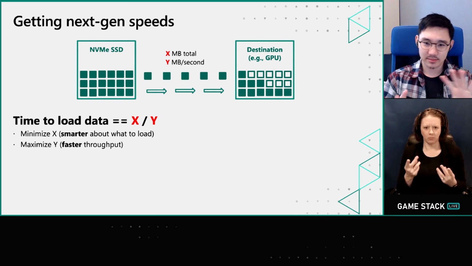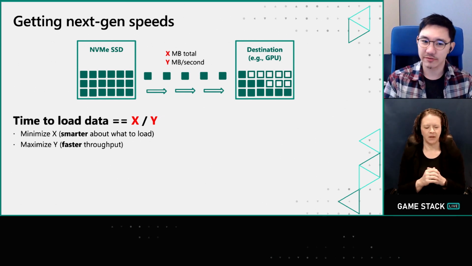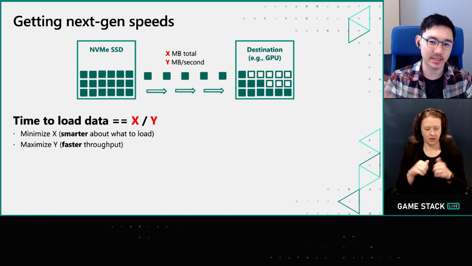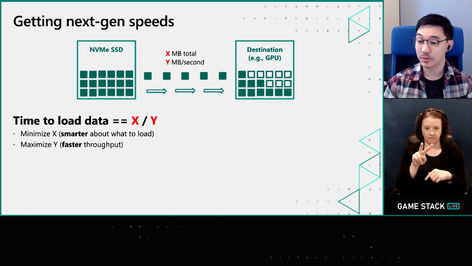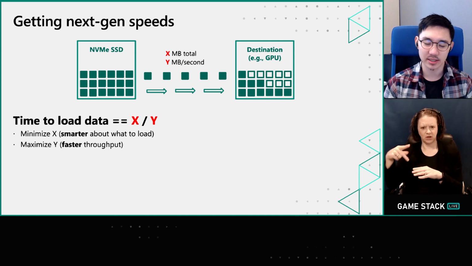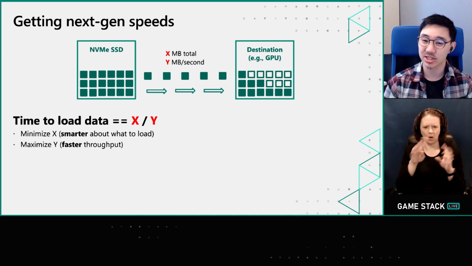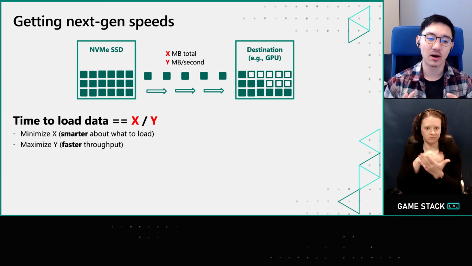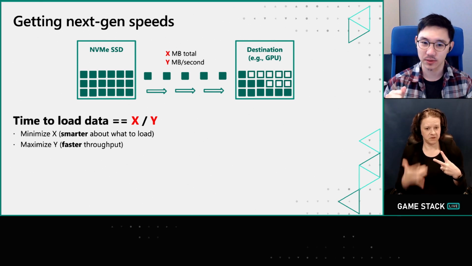Let's take a look at, at a high level, how the data flows. On the left side here, you have an NVMe SSD. On the right side, you have the destination. An example is a GPU. I use a GPU as the destination because a lot of the data that we want is destined for the GPU. And there are two factors that basically feed into the time it takes to load.